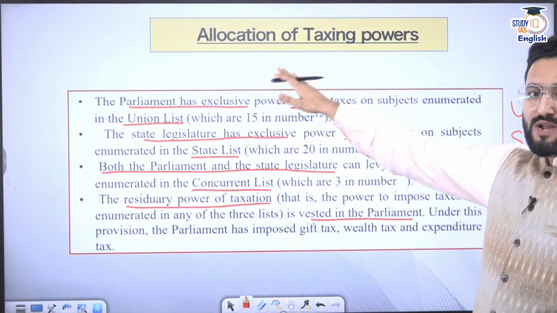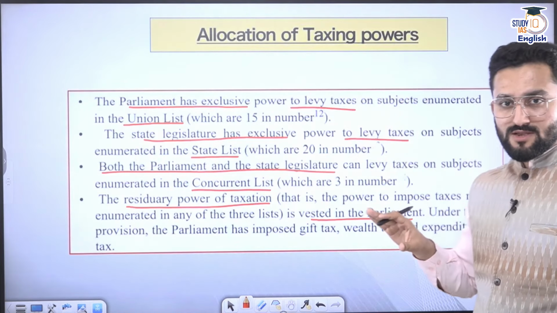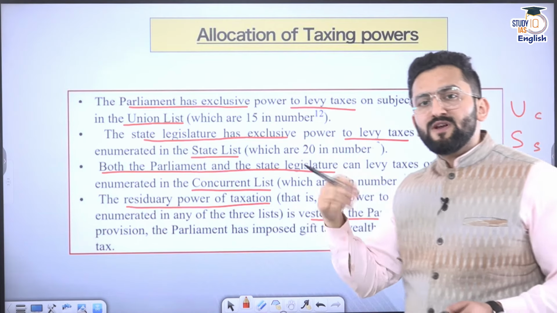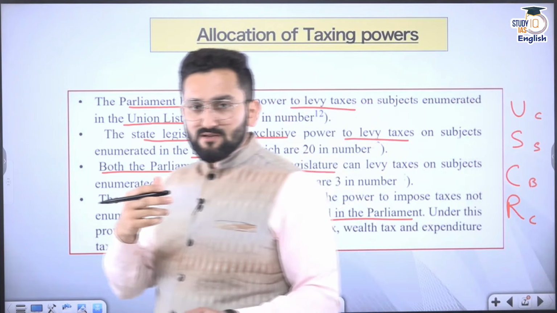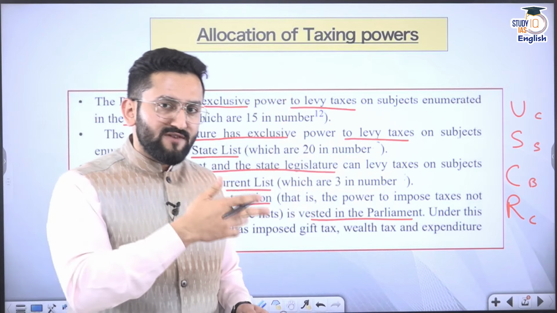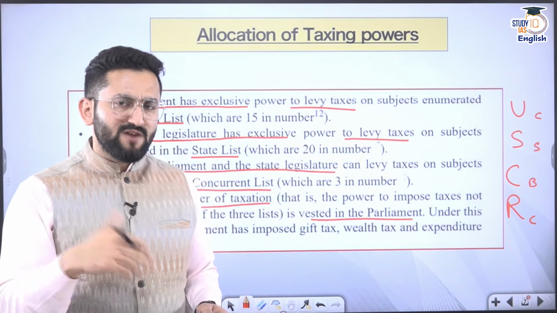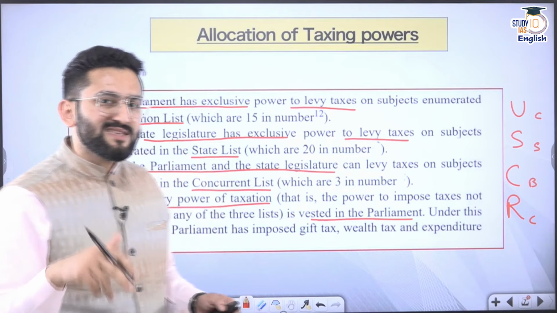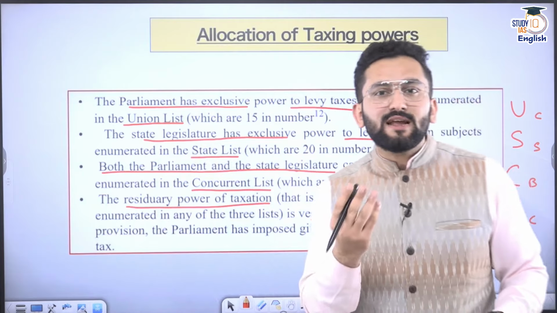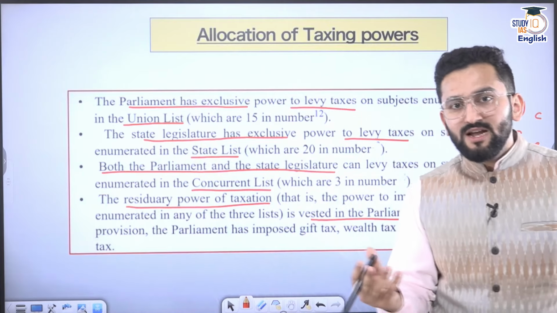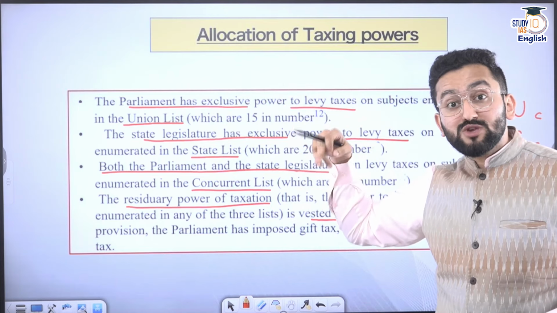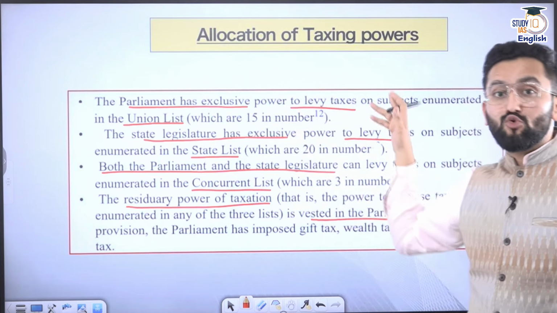Now first let's talk about allocation of taxing powers. How taxing power is divided between center and state. You are well aware of the Union List, Schedule 7. Now we discussed the Union List in the legislative aspect as well as the executive aspect. But why the financial aspect? Because certain subjects mentioned in the Union List are of a nature where tax can be imposed. So in those matters, Parliament has exclusive power to impose tax.